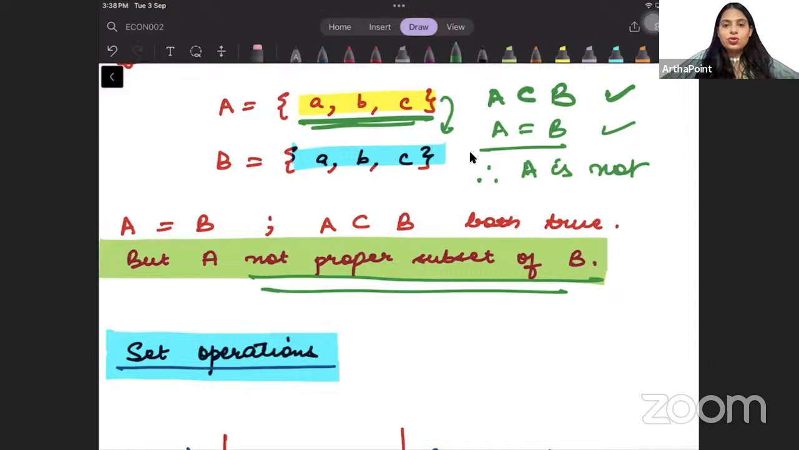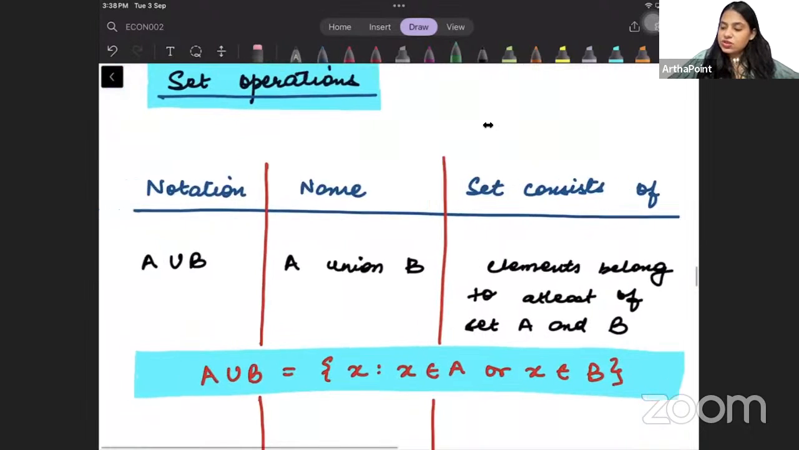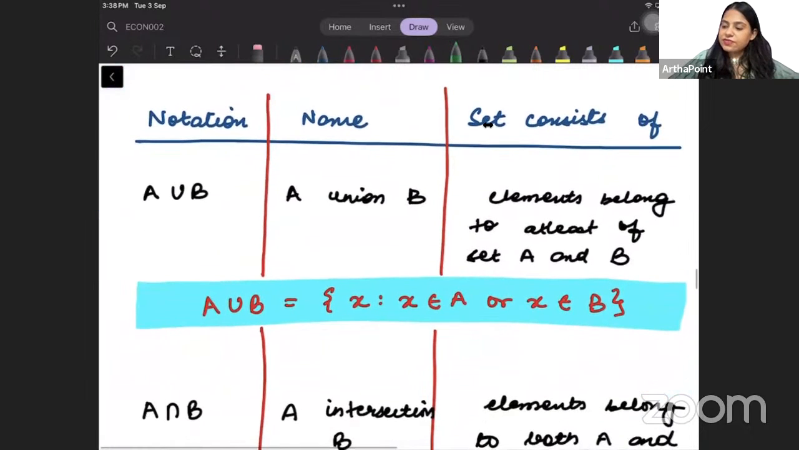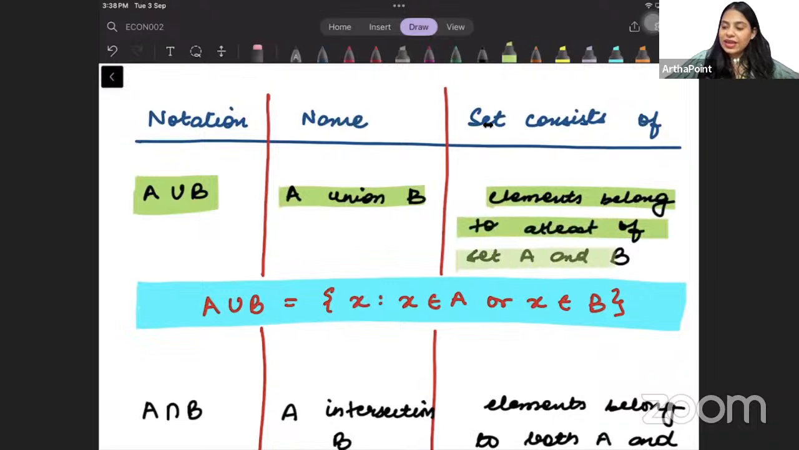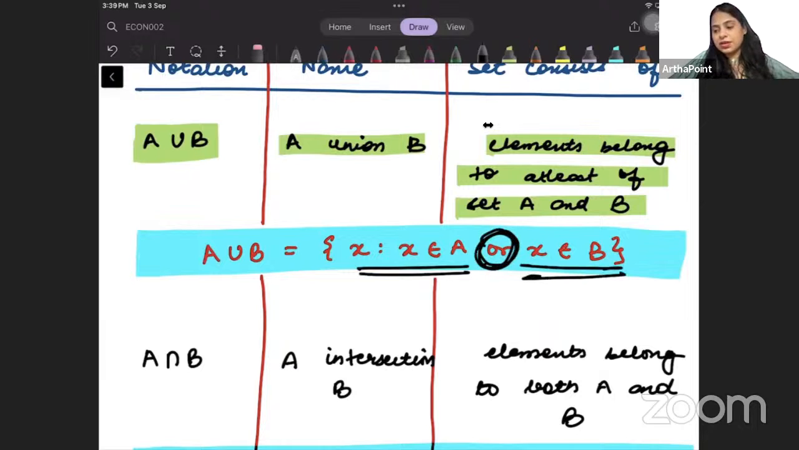Now let us go to the next part and we're going to talk about set operation. So in set operation, the first thing that we need to understand is called a union. A union B means elements that belong to A or B. या A को belong करेंगे या B को. So either they belong to A or they belong to B. या A में है या B में है.